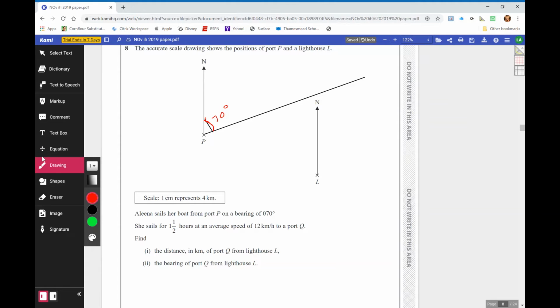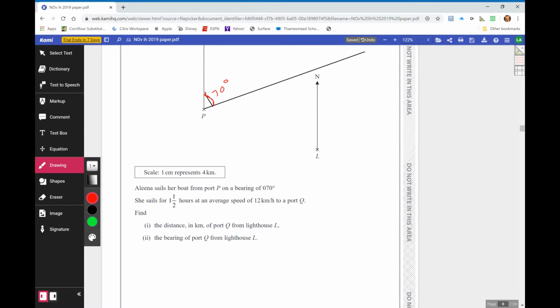She sails for 1.5 hours at an average speed of 12 kilometres per hour to Port Q. So this is where we need to see how far she goes. If it says speed, remember speed, distance, time. To get the distance, you do speed times time. And it might be quite obvious really.